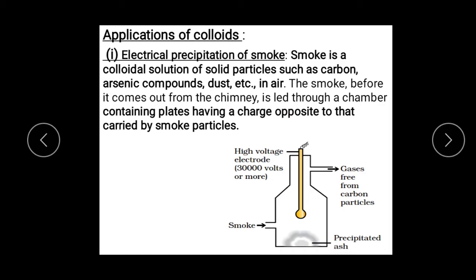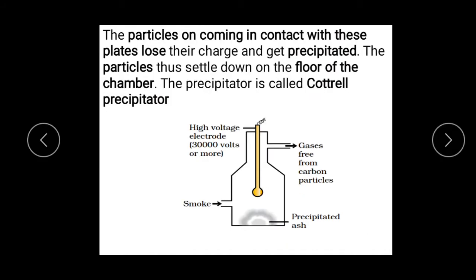And when this smoke comes out of the chimney, led through a chamber containing plate having opposite charge to that, the smoke particles get neutralized and they lose their charge and get precipitated and settle down on the floor of the chamber, and the precipitator is called as Cottrell precipitator. So you can see the smoke particles coming in contact with the plate, loses their charge and get precipitated and gets settled down. This precipitator is Cottrell precipitator.